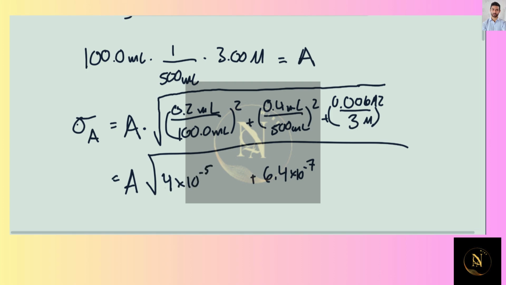Finally, we have 0.0006 divided by 3, all squared, and we get 4 times 10 to the negative 6.